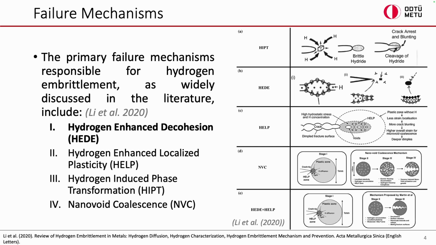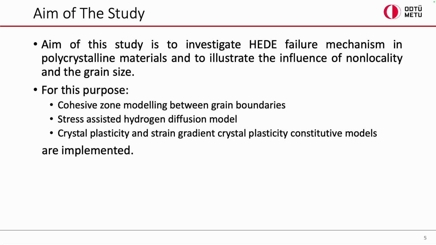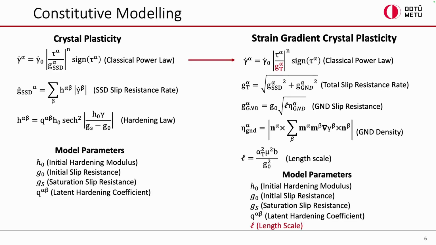The primary failure mechanisms found in the literature may be summarized as hydrogen-enhanced decohesion, hydrogen-enhanced localized plasticity, hydrogen-induced phase transformation, and void coalescence. In my presentation, I mainly focused on the failure mechanism of hydrogen-enhanced decohesion and to illustrate the effect of strain gradient crystal plasticity on this failure mechanism. For this purpose, I have inserted cohesive zone elements between the grain boundaries. I implemented the stress-assisted hydrogen diffusion model and the strain gradient crystal plasticity constitutive models into the framework.